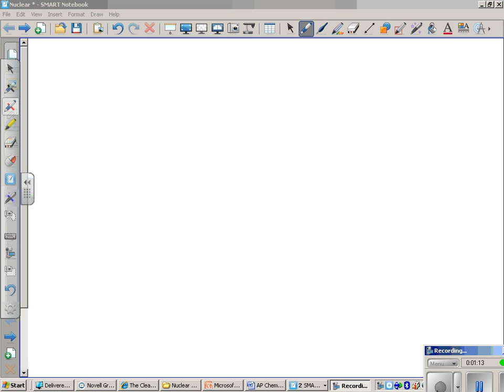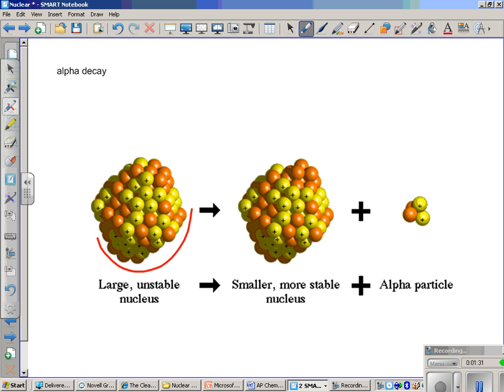Now you need to be familiar with each type. You'll see some examples of the types of problems that you'll be doing with them. The first thing you have to understand about alpha particles is that essentially an alpha particle is 2 protons and 2 neutrons. Okay, so you're going to have a nucleus. I have a picture here. So you're going to have this big nucleus, okay? Most of the time, and you'll learn this in a few minutes, this happens with really big nuclei. And it's unstable the way it is.